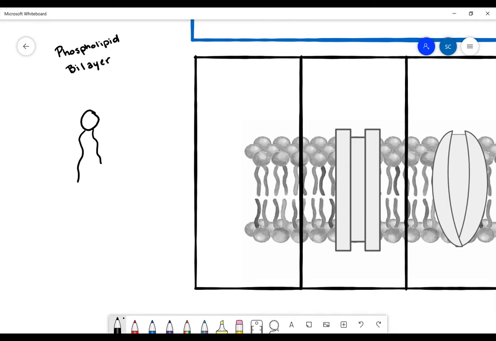Okay, so the phospholipid bilayer is in plant and animal cells, as well as bacteria cells. Every single cell has a phospholipid bilayer. We just call it the cell membrane sometimes when we're feeling lazy or we don't want to use the science term, but that science term is the phospholipid bilayer. And the reason it's called that, again, is because it has a phosphate head as well as two lipid tails.